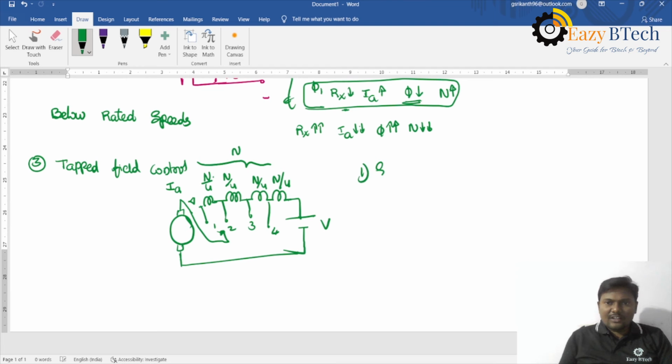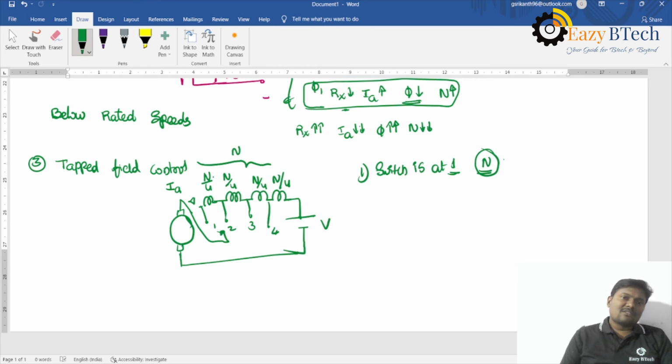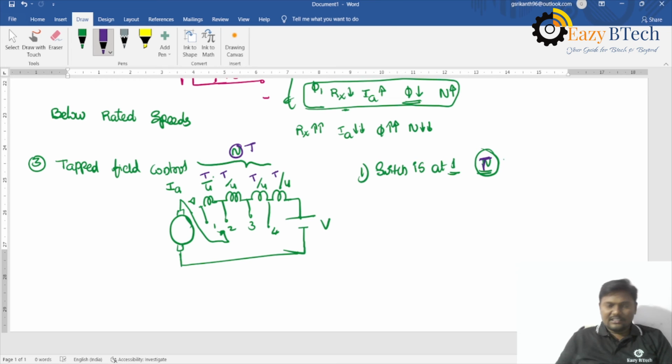If the switch is at position one, the total number of turns is n. N is called the total number of turns. I think you may get confused, so instead of representing n, I will use T, because n is assigned for speed in a DC motor. So total turns is T.